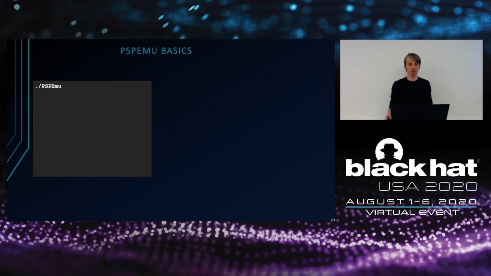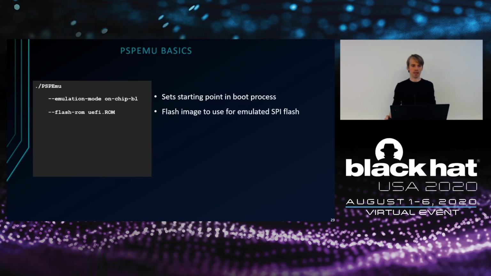So next we will go over the most basic command line arguments and features you will encounter when working with the emulator yourself. So first you have to set the starting point in the boot process where you want to begin emulating. The shown example starts executing the on-chip bootloader. But we also have modes to execute the off-chip bootloader or even the secure OS directly. The second argument selects the flash image to use for the emulated SPI flash. And as we've selected to start emulating with the on-chip bootloader, we also have to load that one as well. If you decide to start with the off-chip bootloader or the secure OS, you have to use different arguments to load that one into SRAM.